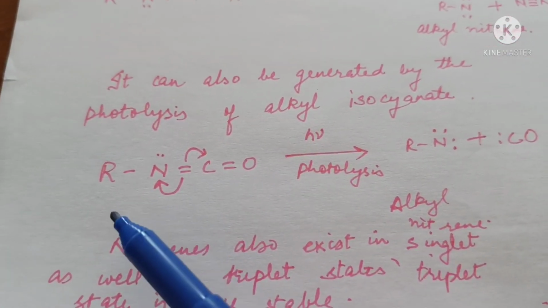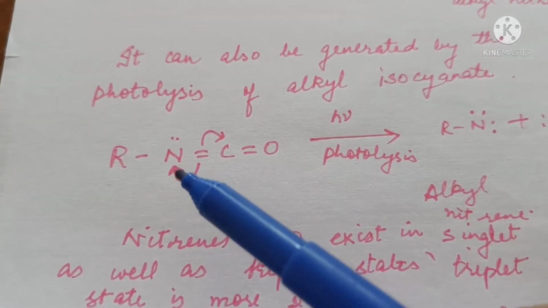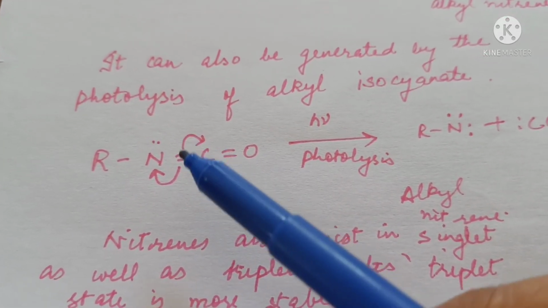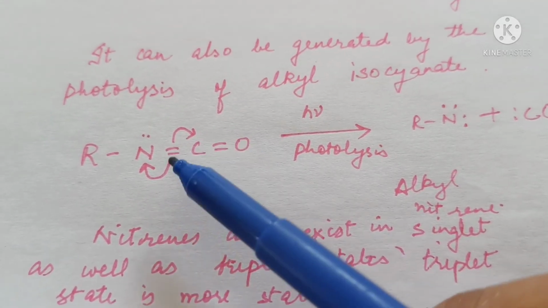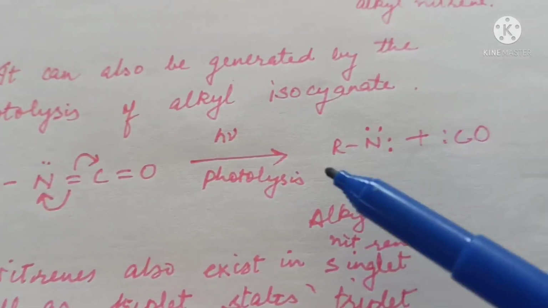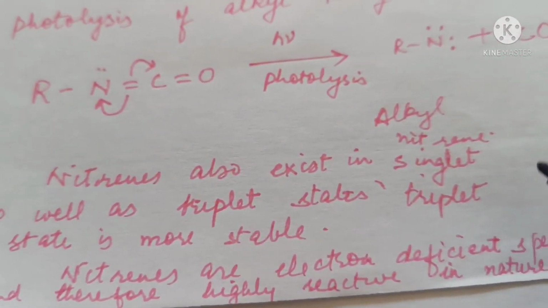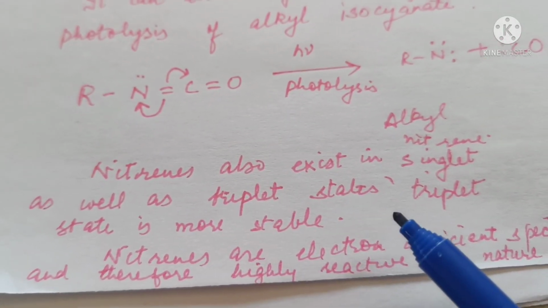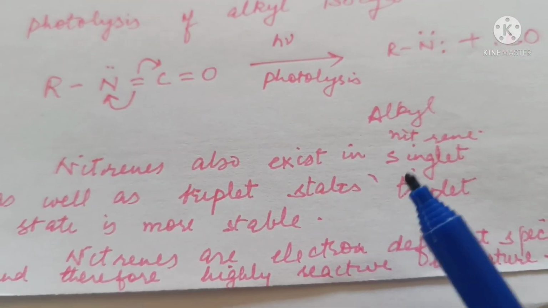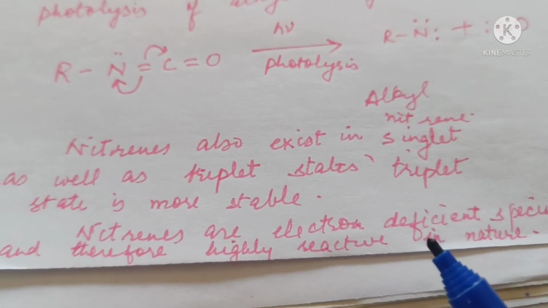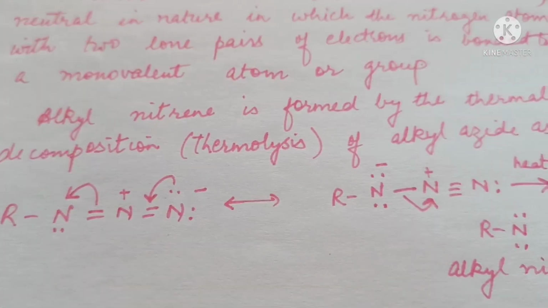From the photolysis of alkyl isocyanate, a nitrene can also be formed. The isocyanate group contains a pair of bonds. The electrons of one of the bonds move to carbon and the other bond moves to nitrogen, resulting in formation of alkyl nitrene and carbon monoxide. Nitrenes also exist in singlet as well as triplet states, and again the triplet state is more stable because the electrons are present in two separate orbitals. These are also electron deficient species and therefore highly reactive in nature.